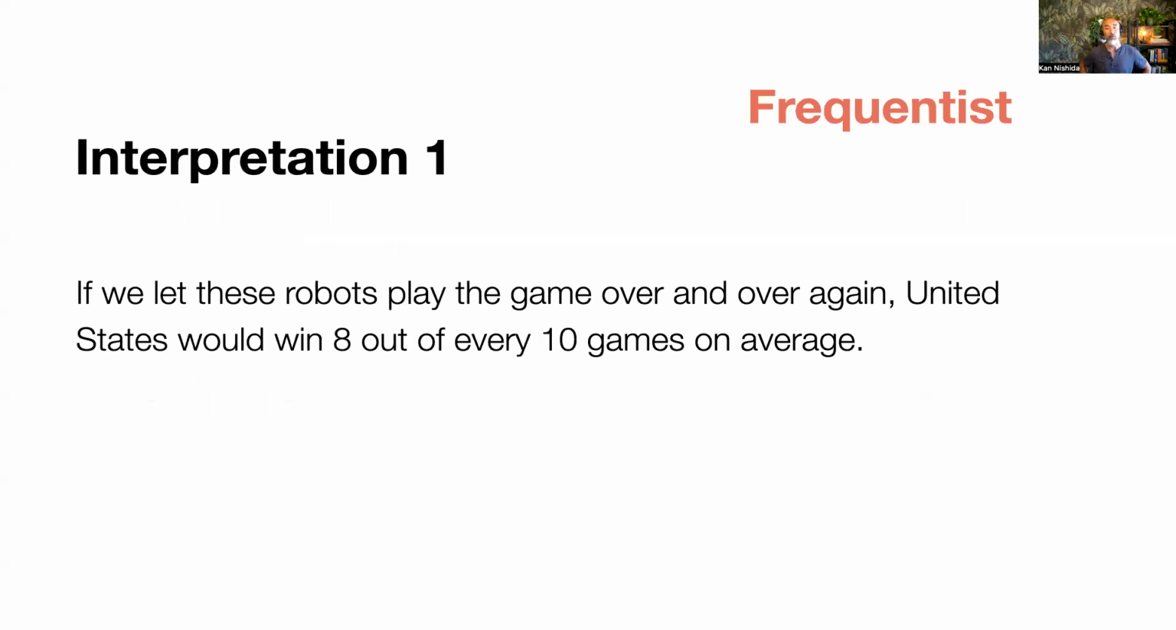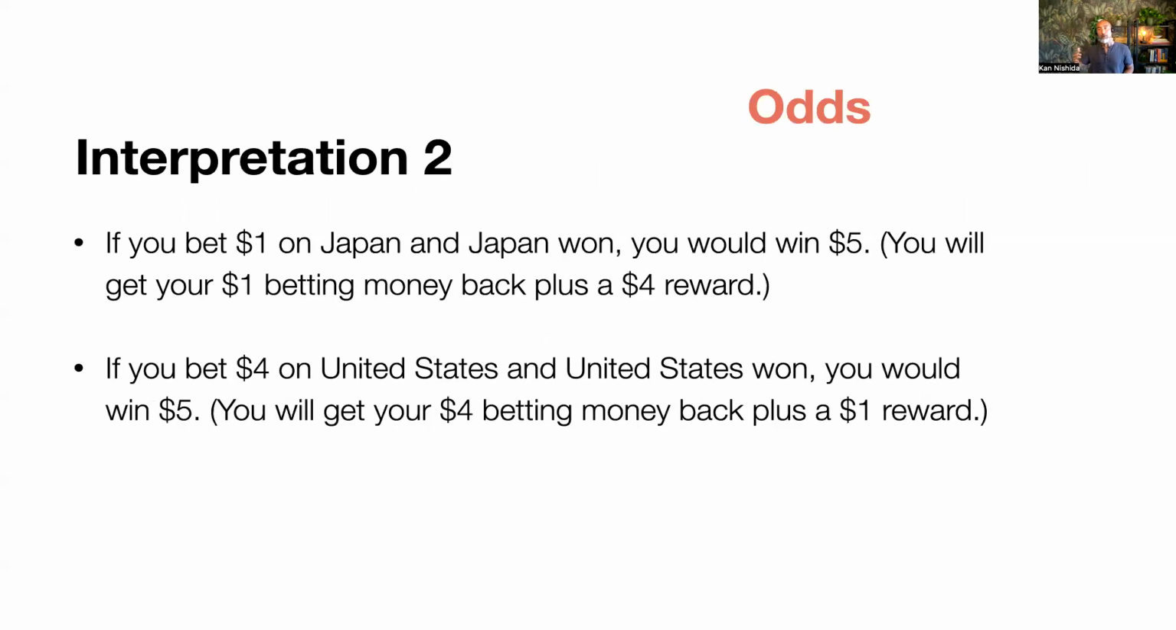So going back to those 3 ways of understanding probability, the first one: if we let those robots play the game over and over again, the United States would win 8 out of every 10 games on average. That's the frequentist way of understanding. The second one is actually neither frequentist nor Bayesian. It's something called odds. I'm sure you have heard about it when people gamble. Odds is another topic, and I'm not going to go into detail, but it's sort of about what's more likely, one outcome or the other.